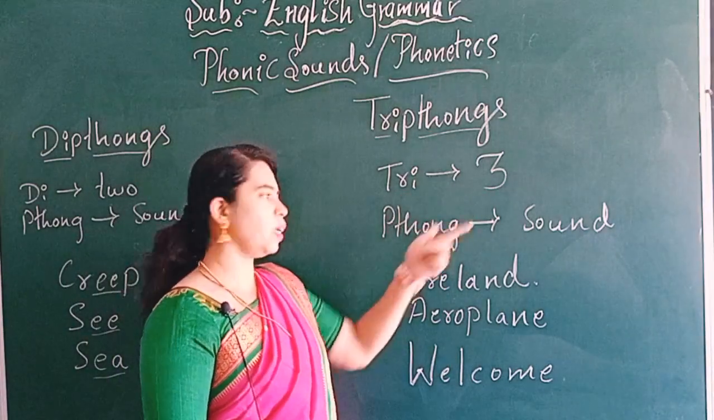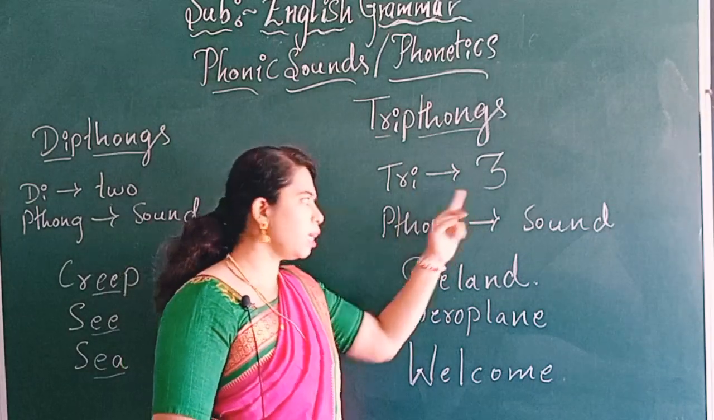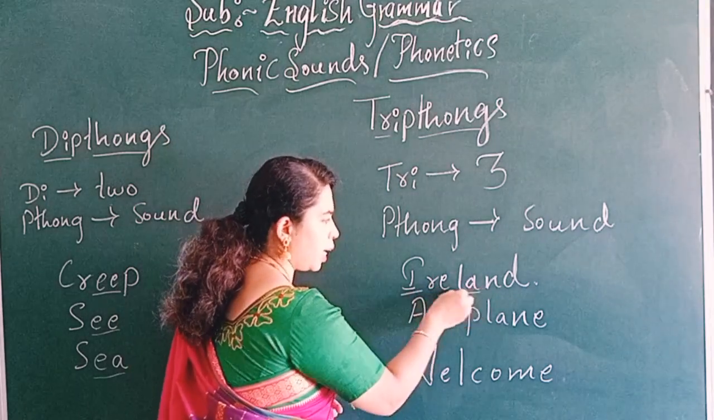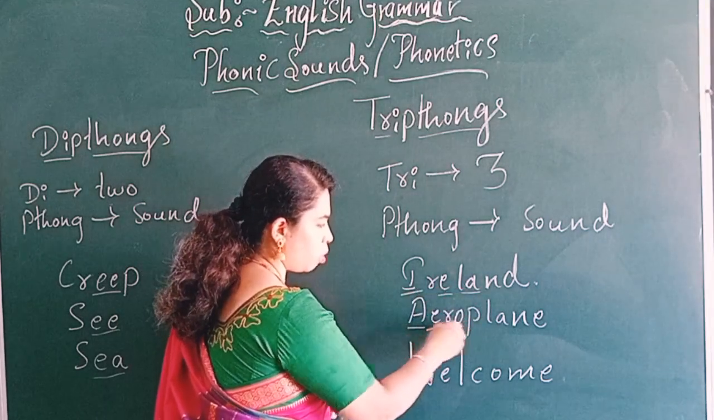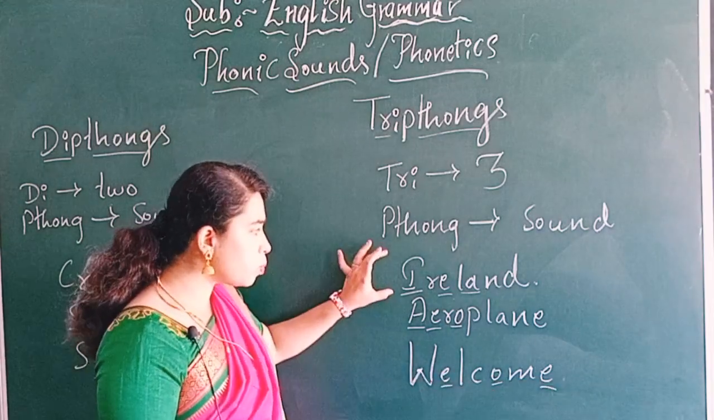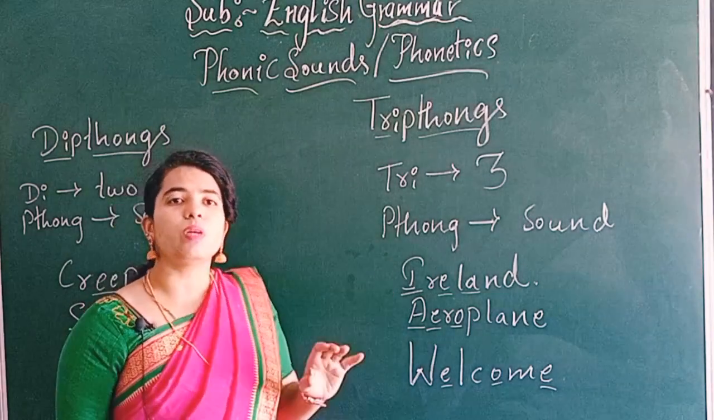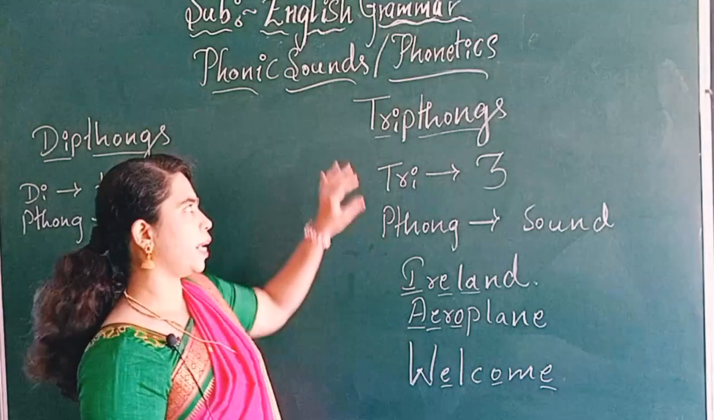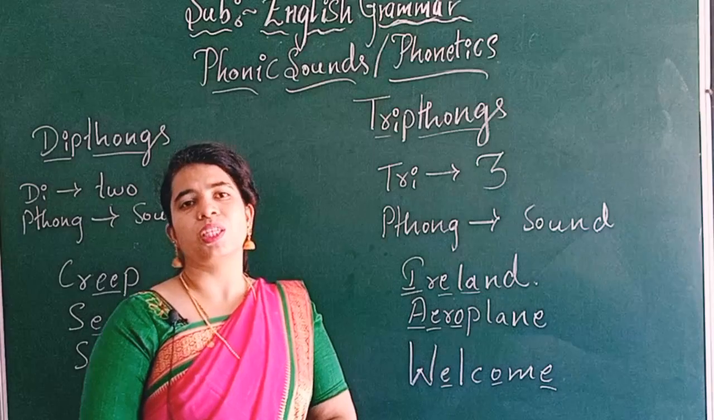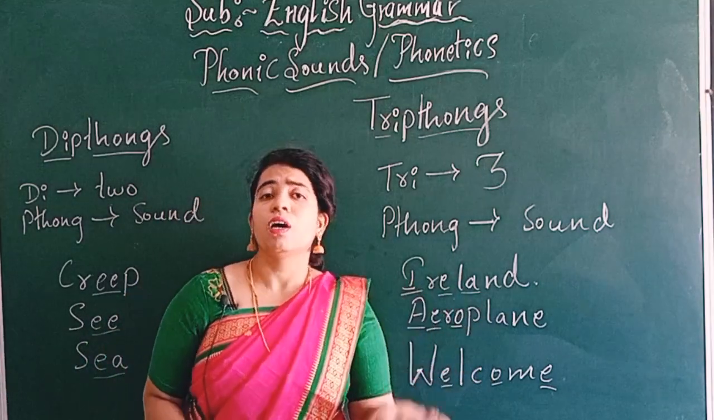Same with triphthongs. Tri means three, thong means sound. Whenever a single word has three particular vowel sounds, those words are called triphthongs. I hope you have understood, my dear children. Try these words, converting them into the phonic sound.